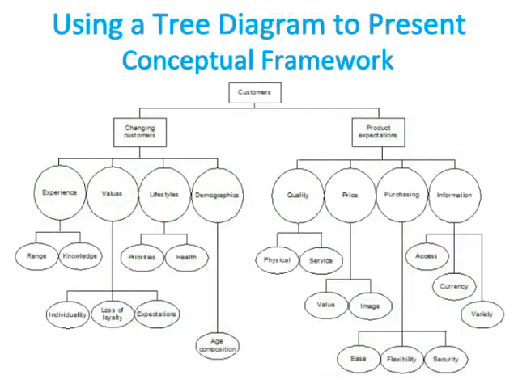Using a tree diagram to present conceptual framework. Similarly, in this tree diagram, it is well understood that customers' behavior changes with respect to various factors like experiences, values, lifestyle, or product expectations in terms of price, quality, information, etc. Therefore, this indicates that there are 2 possible areas for analyzing a customer's behavior, and thus 2 hypotheses can be constructed out of this. One is related to consumer behavior with respect to experiences, values, lifestyle, etc., while the other can be based on the product's expectation.